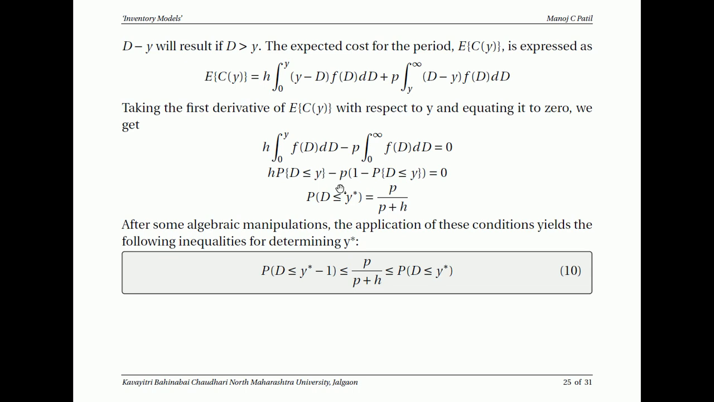We know that demand may be continuous or may be discrete. For the discrete case, the algebraic manipulation can be done so that p upon p plus h must lie between the CDF of y star minus 1 and the CDF of y star. So we have to find that y star.